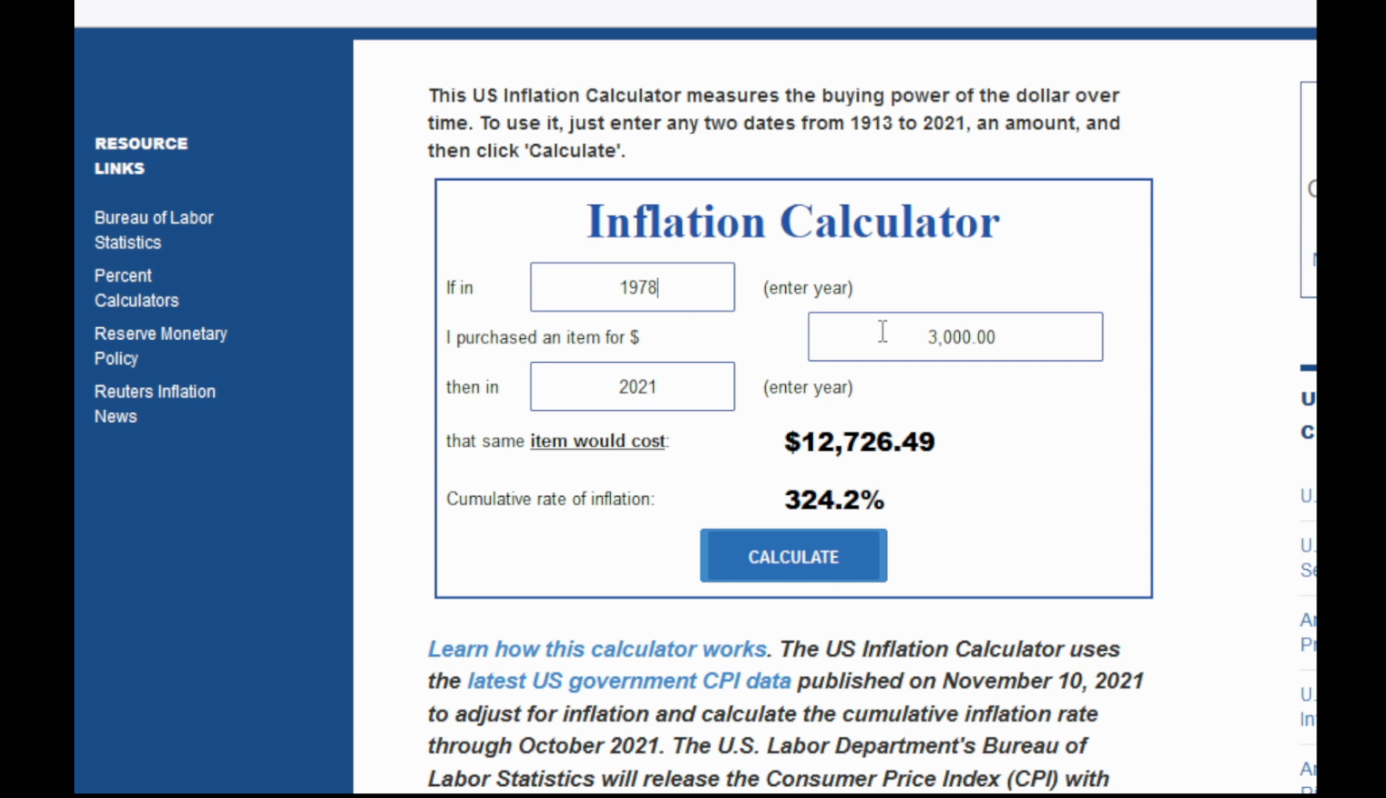And just to show you what that $3,000 should really be today in 2021, if you take 1978 and put in $3,000 in this inflation calculator up to 2021, the new number really should be $12,726.